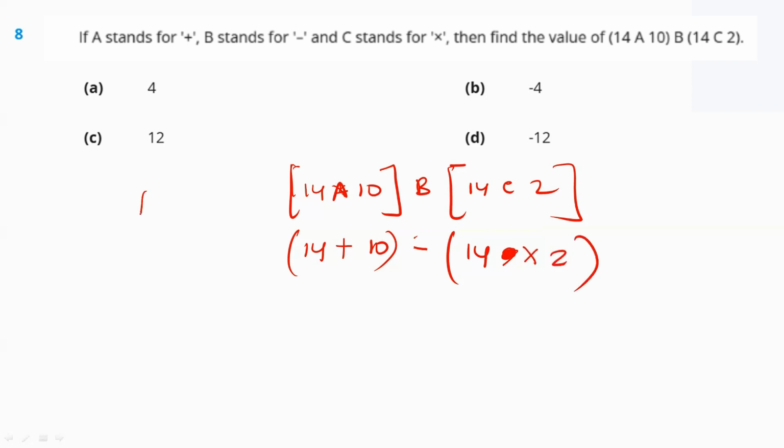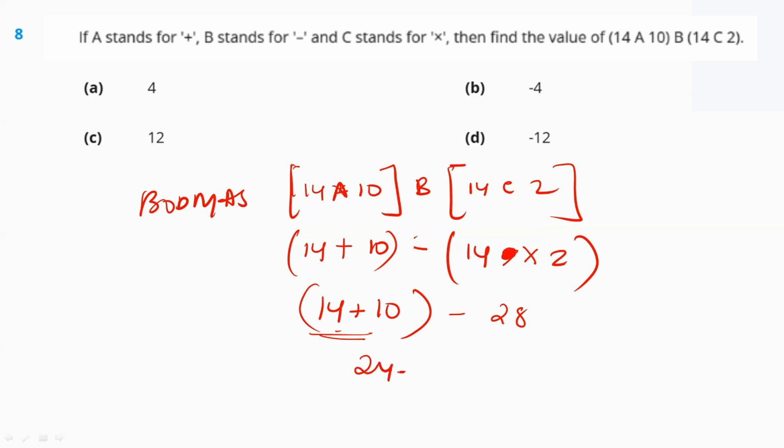So according to the BODMAS method, first you have to solve the multiplication. So 14 plus 10 minus 14 times 2, which is 28. Now we need to add: 14 plus 10 is 24. 24 minus 28 will give us minus 4 as the answer. So option number B is our correct answer, minus 4.